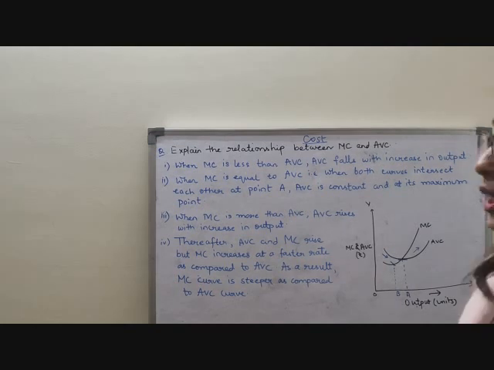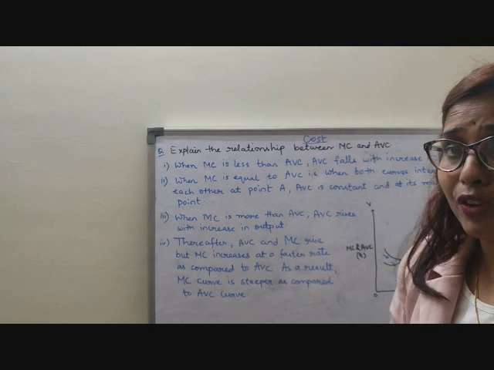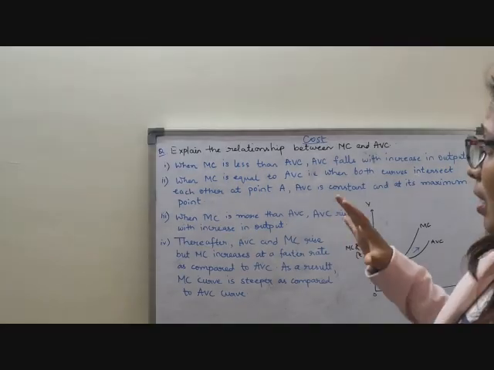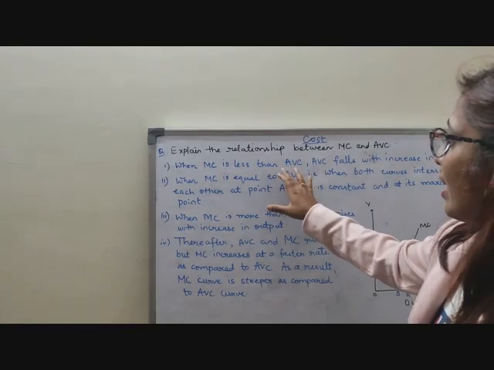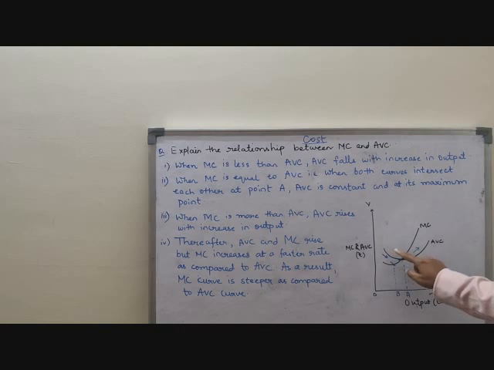Now children, see the next question. Explain the relationship between marginal cost and average variable cost. So when marginal cost is less than average variable cost, in this diagram you can see that marginal cost is less. Which curve is above? So it is average variable cost. Clear? So the marginal cost curve is below the average variable cost curve. So when marginal cost is less than average variable cost, average variable cost falls with increase in output.